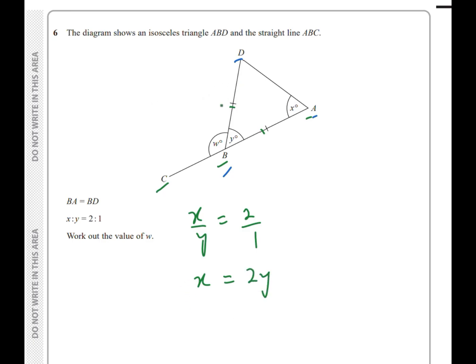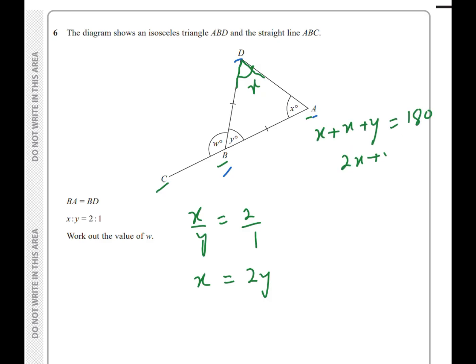Now, when we are solving isosceles triangles, if angle BAD is x degrees, then angle BDA, this angle right here, is also going to be x, because these two sides, BD and BA, are equal. Now, if two of these angles are x, and one is y, we know that angles in a triangle add up to 180, right? So x plus x plus y equals 180.